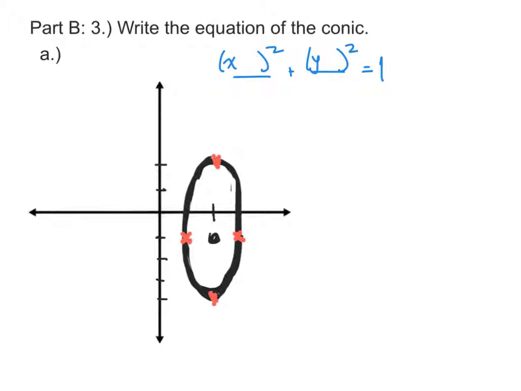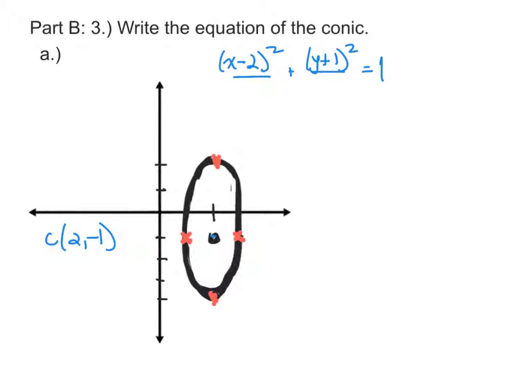First, what goes inside of each of those parentheses depends on where the center is. And this center is at the point 2, -1. So with the x is going to go the opposite of 2. And with the y is going to go the opposite of -1. The denominators of each of these fractions are going to be the distances squared in each of the directions.